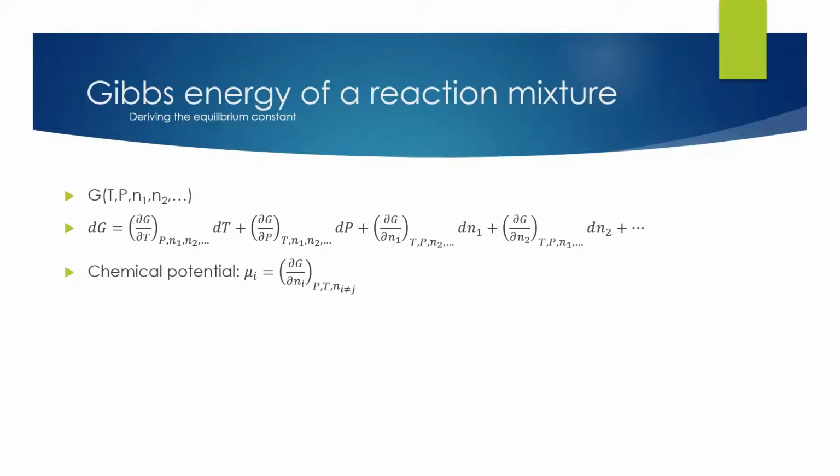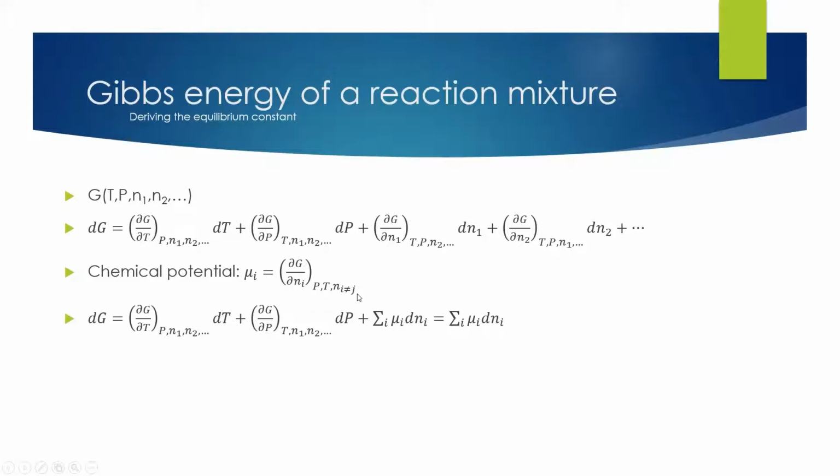So with that aside done, we're going to go back to considering the mixing of gases. What we're going to do is substitute in this chemical potential here. So we can say that dG is equal to these first two terms that are the same, and then it's simply the sum of all of our other terms, where we replaced our complex partial derivative here with the simple mu. Remember, they're the same thing.